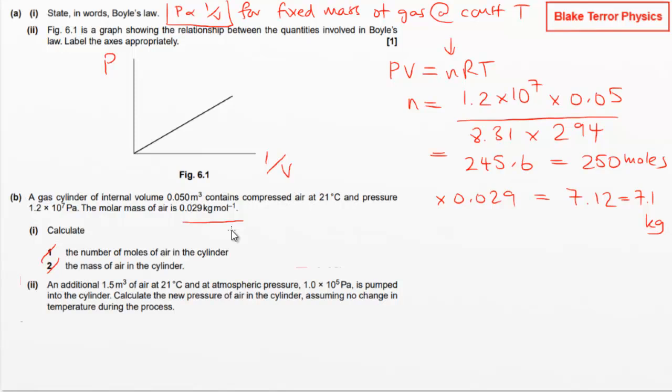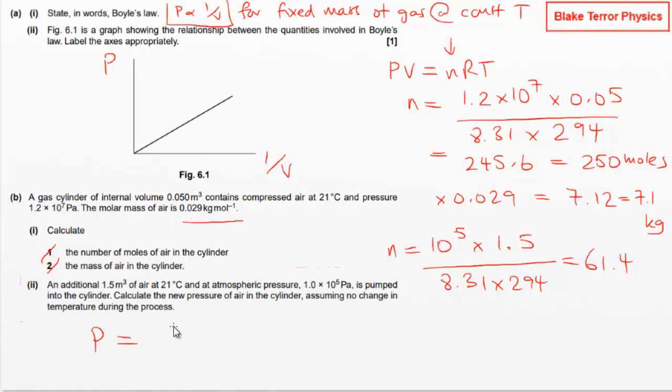Then an additional 1.5 meters cubed of air at 21 degrees C, atmospheric pressure of that, is pumped into the cylinder. Calculate the new pressure. Right, so we need to get how many moles have been added. So we can do this again and say the new number of moles is going to be 1 times 10 to the 5 multiplied by 1.5 divided by 8.31 times the same temperature, 294. That gives us another 61.4 moles.